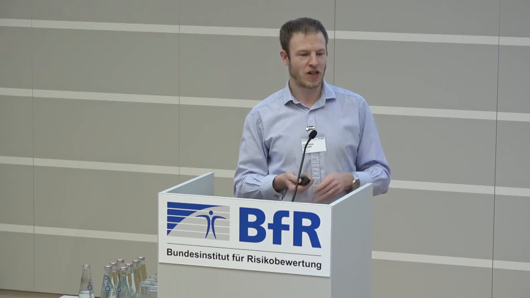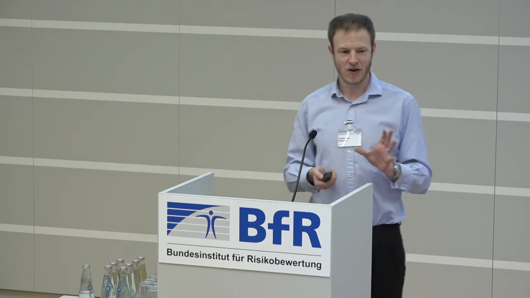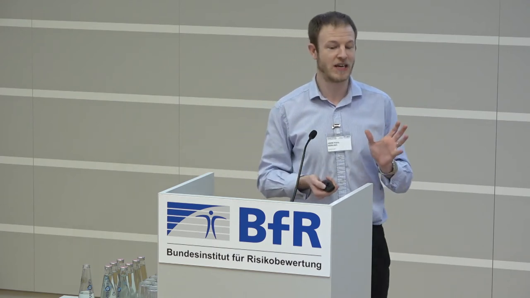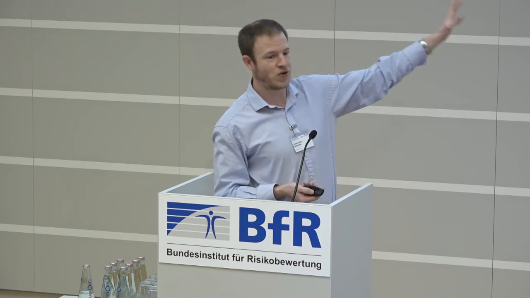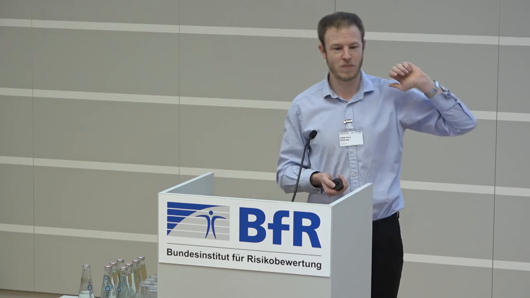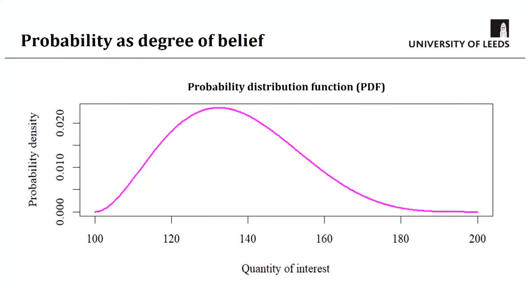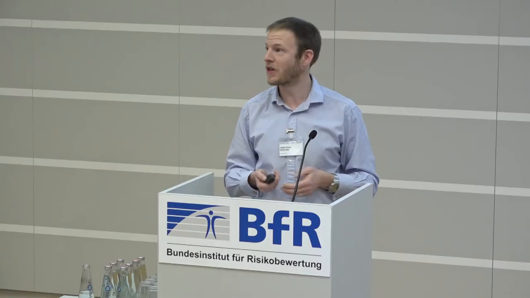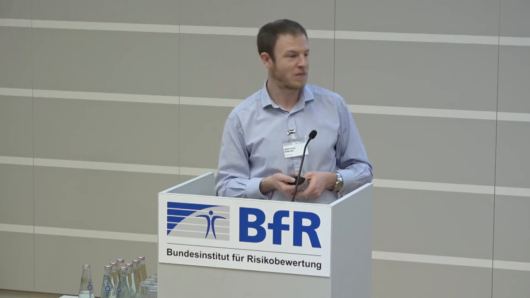So just so we're all on the same page about the kind of things I'm talking about here, I've got a continuous quantity which I believe is somewhere between 100 and 200. This is a probability density function showing that what I think is most likely is around 135. You can see the peak of that density, but I'm quite uncertain about this. So I think a PDF here is a very good way of expressing my uncertainty. I think it's somewhere between 100 and 200. I think it's most likely to be around 130, 135 perhaps. But I'm not going to rule out values between 110 and 170. They're all within what I believe might happen.